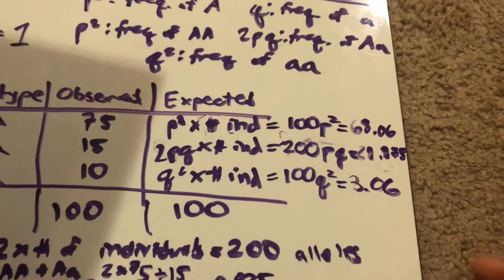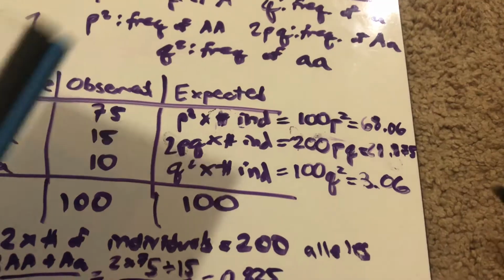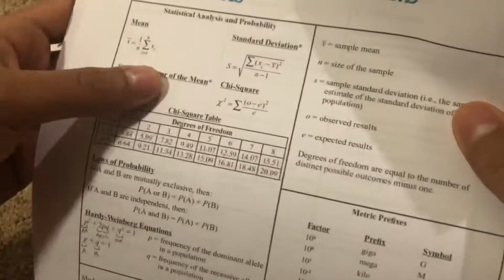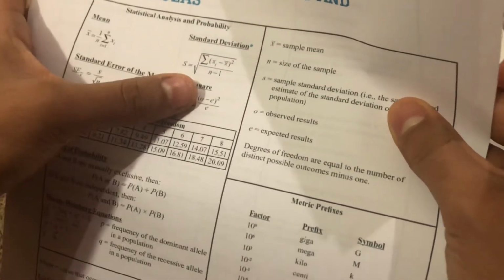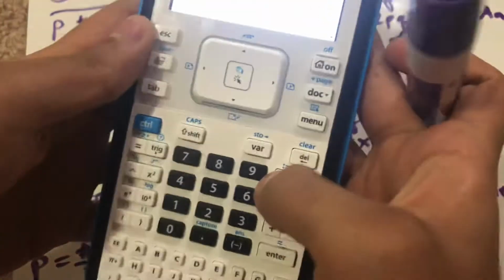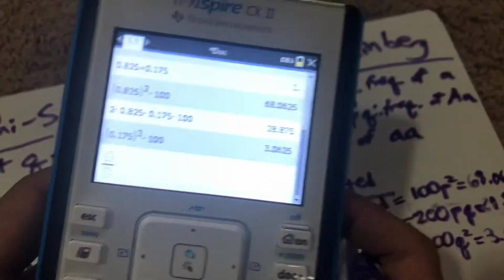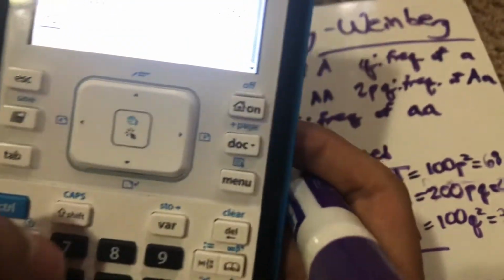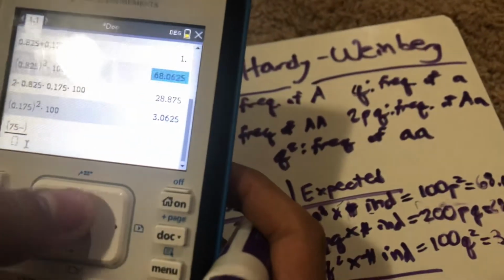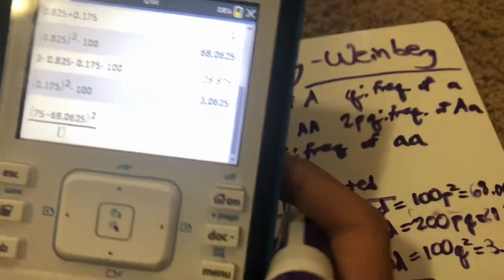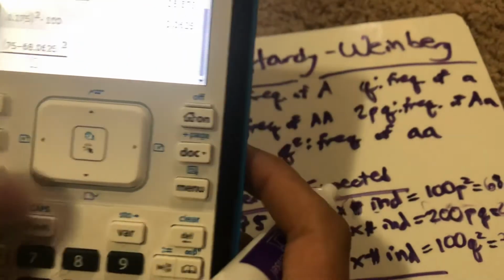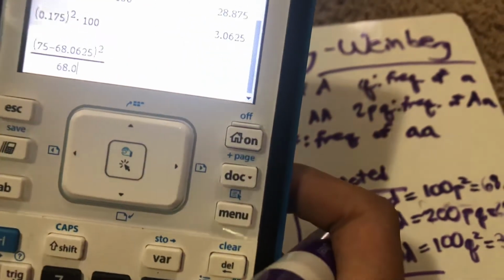Now is where the chi-squared happens. For chi-squared, I'm just going to do this directly in my calculator. You can go to the equation sheet for this. Chi-squared, as you can see, is the sum of observed minus expected, quantity squared, over expected. So I'm going to go to my calculator and directly put this in. Observed is 75 minus expected is 68.06 as we calculated. I'm just going to directly take that number and plug it in there, squared over expected, which is once again, oh, I messed up there. Sorry about that. And here we want the 68.0625.